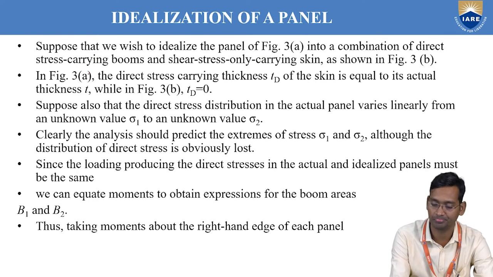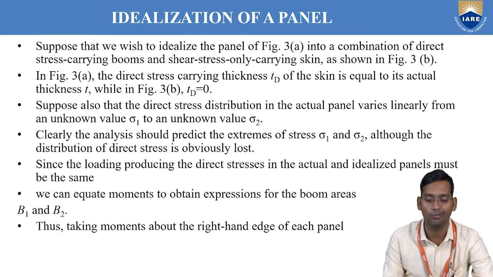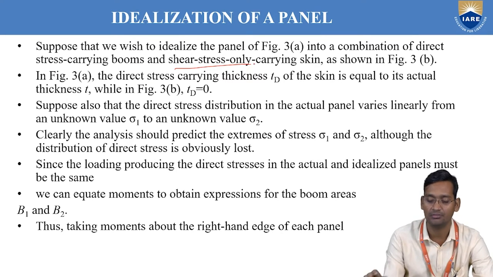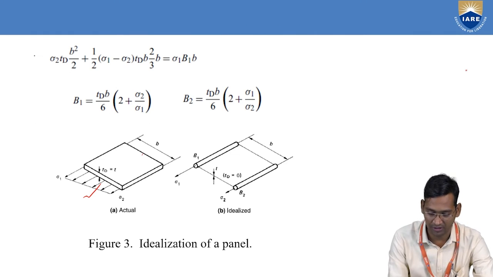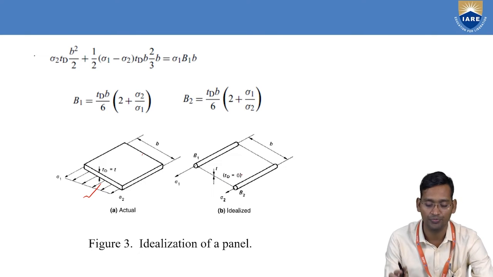Just see here, we idealize it into a combination of direct stress carrying booms and shear stress only carrying skin. So the direct stress is carried by the booms and the shear stress by the skin, as shown in figure 3b. Now just see after idealizing. Now this is your B1 where sigma 1 is acting, and here sigma 2. Now after idealizing, what happens? The thickness t_D becomes 0. So t_D equals 0.